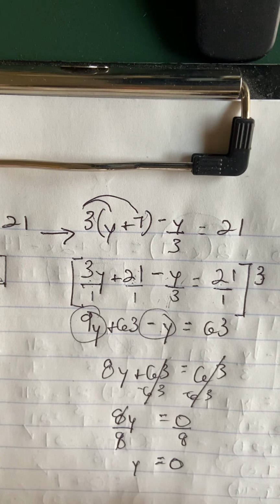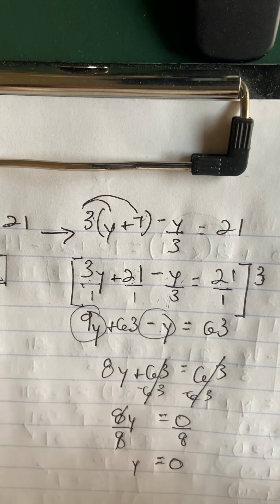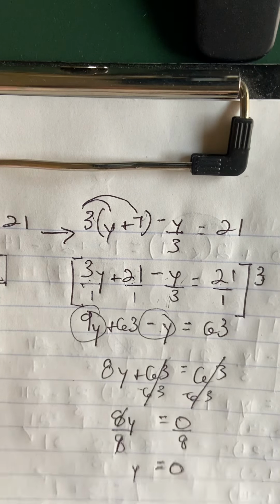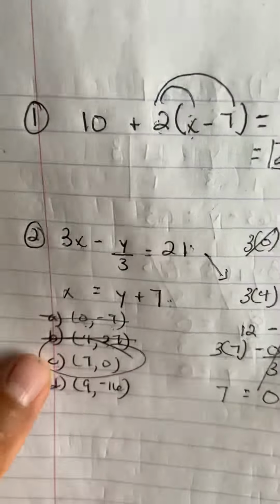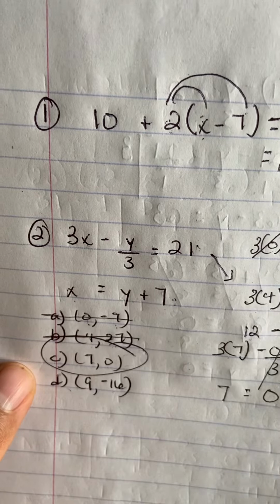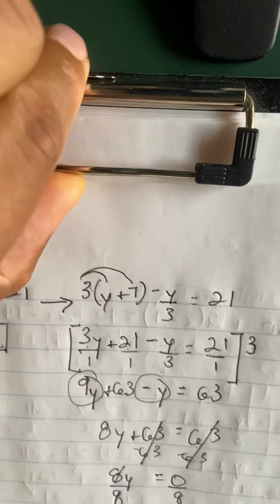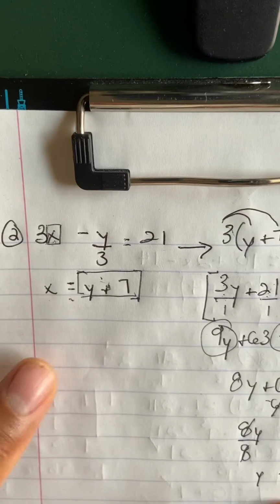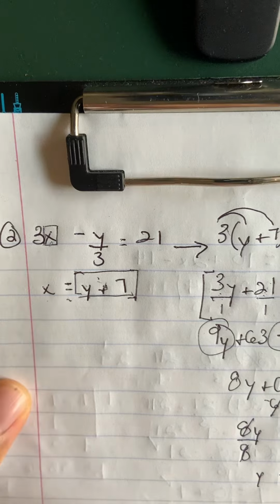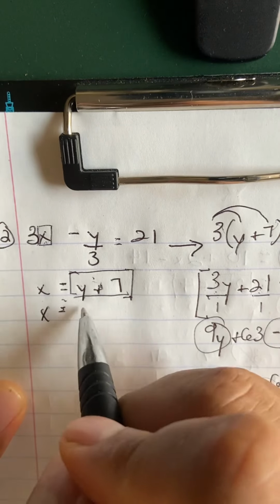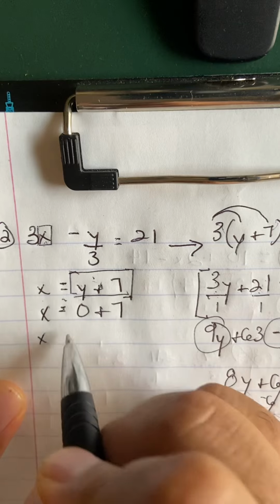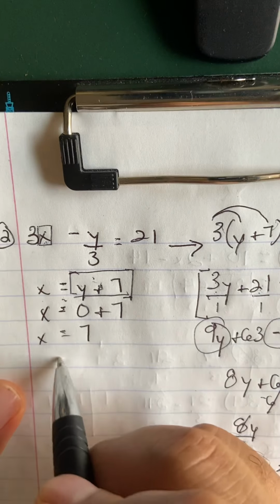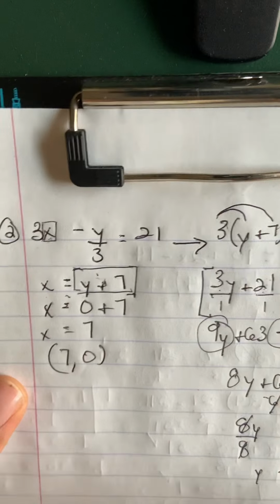Now, if we go back, remember this was a multiple choice question. We don't even really have to solve for x because there was only one answer choice that had a y value of 0, which was choice C. But you can work it out, because x is equal to y plus 7. If y is 0, I look at x equals y plus 7, so x is equal to 0 plus 7, and 0 plus 7 is 7. So the solution is 7 and 0 either way.